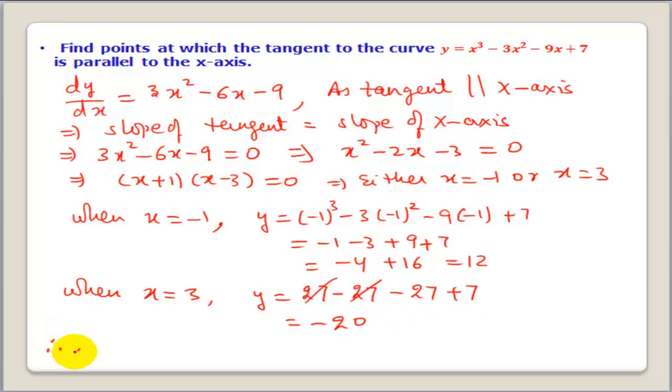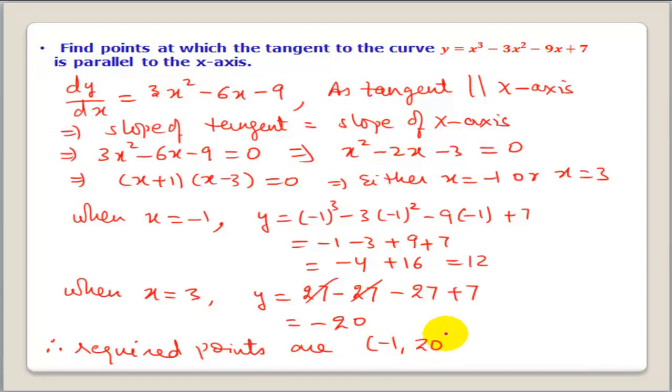So therefore the required points, where the tangents were parallel to the x-axis: one of the points has coordinates minus 1 comma 20, and it is 12, not 20. The other one is 3 comma minus 20. So the first one is minus 1 comma 12. The second one is 3 comma minus 20.